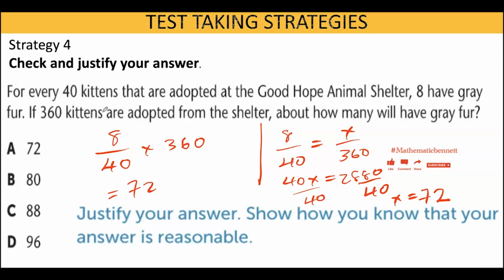So that looks reasonable. Or we could also say that 8 out of 40 looks like 1/5. So we need to find at least 1/5 of that 360. And 96 looks like it's too big to be 1/5 of 360. So we know that that can't be the answer.